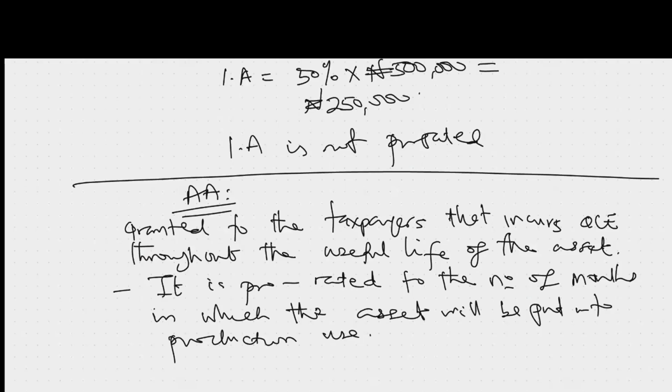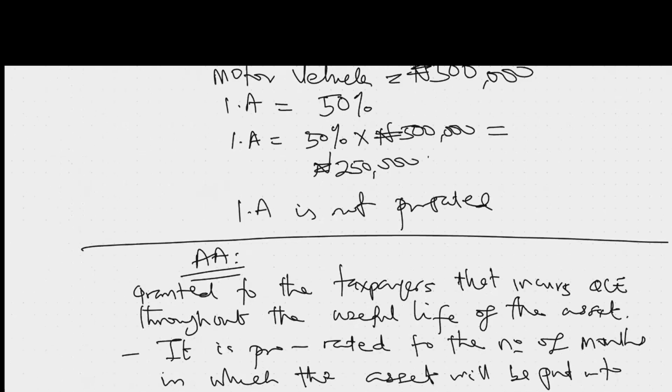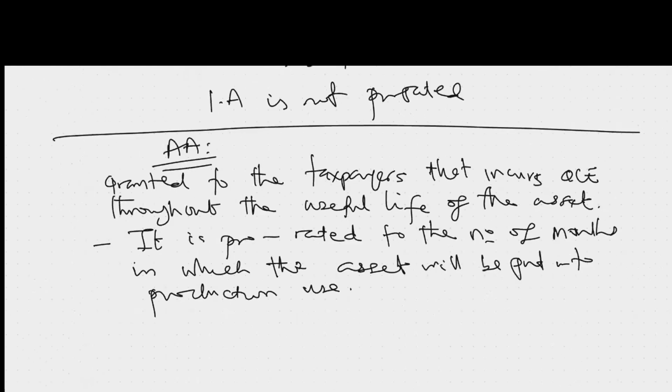So it is prorated to the number of months in which the assets will be put into production use at the end of the basis period. Okay. Having understood that, how do we calculate annual allowance? How is annual allowance being calculated?